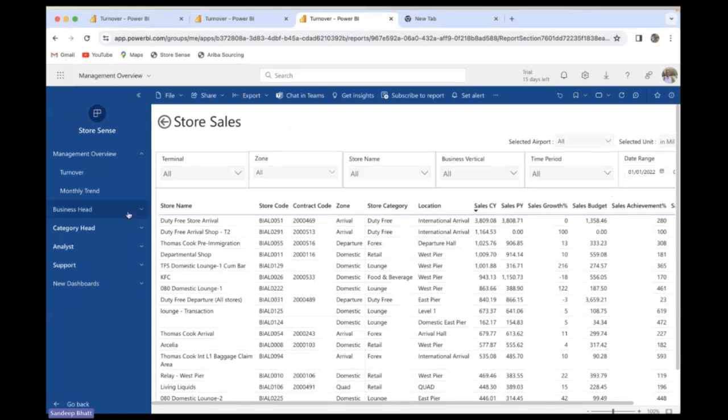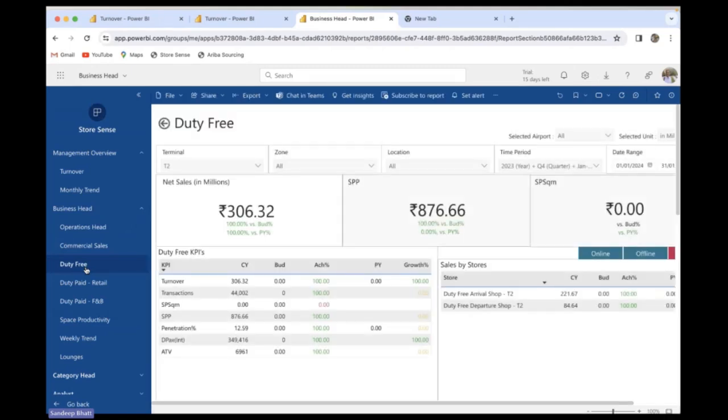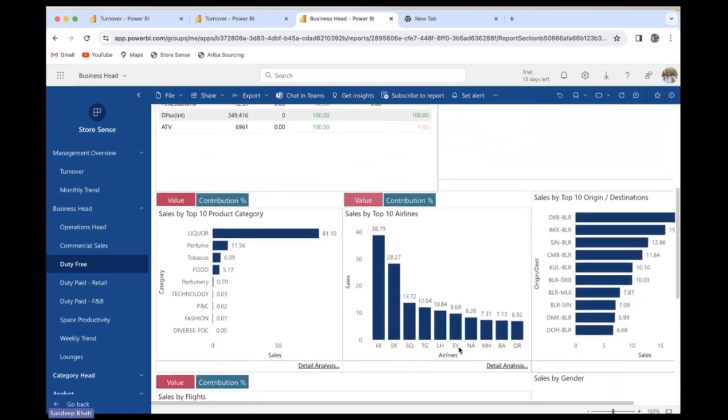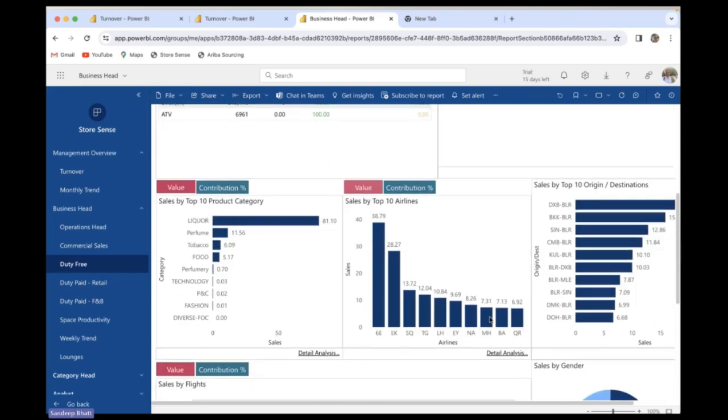Right, so let's look into the duty free in a similar way. The special case here is that since the duty free stores scan the boarding pass, one can get much richer data. When I say much richer data, apart from the key KPIs for all the duty-free stores that you may have, you will get sales by top 10 product categories mapped by top 10 airlines, mapped to top 10 origin and destination. Now, these two parameters we get by scanning the boarding pass.